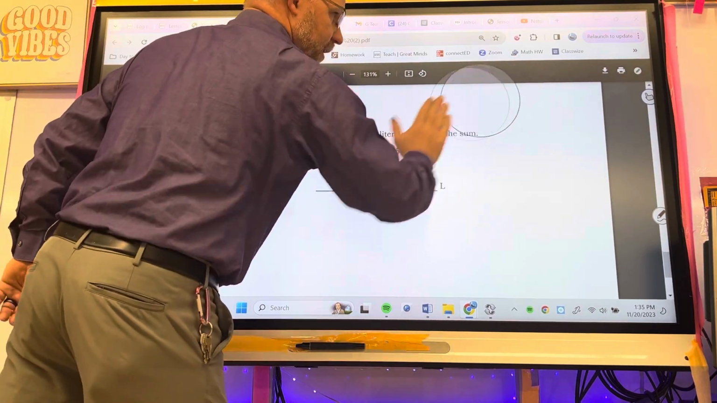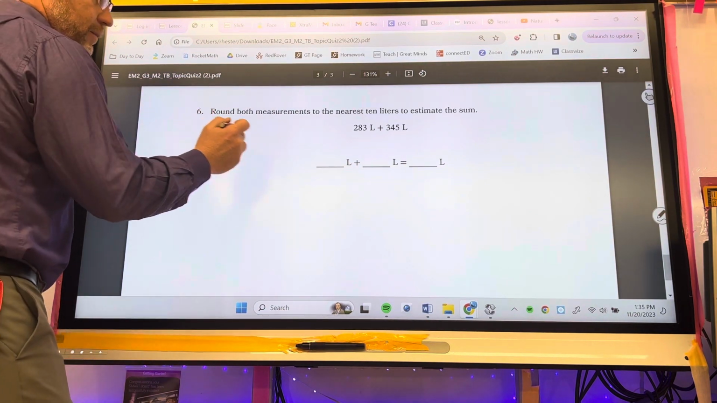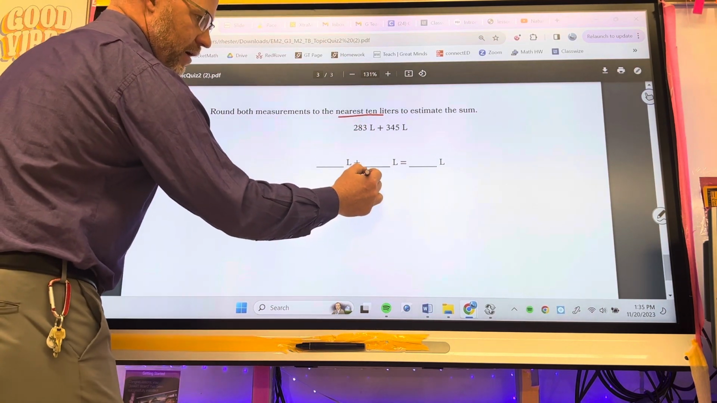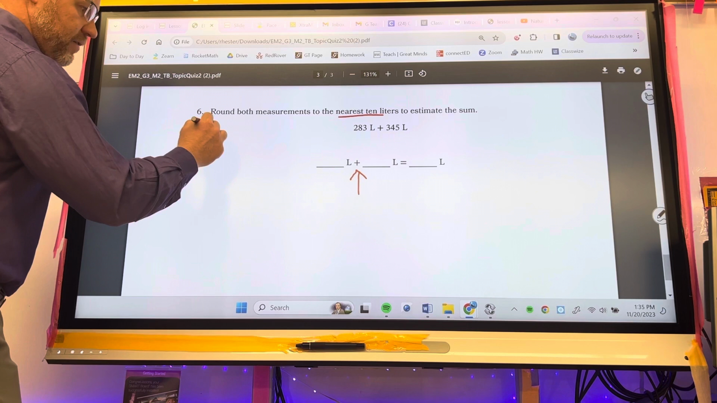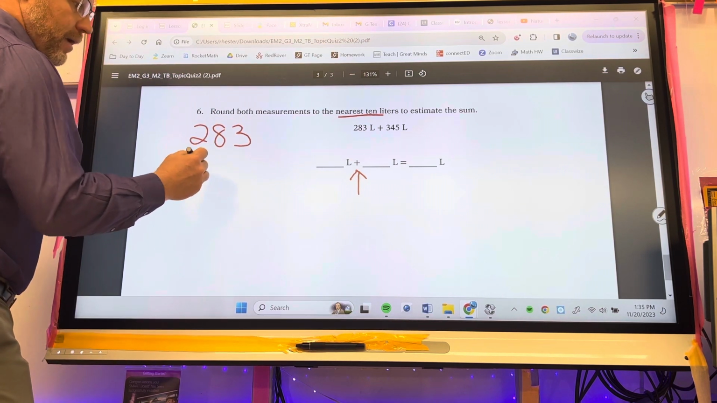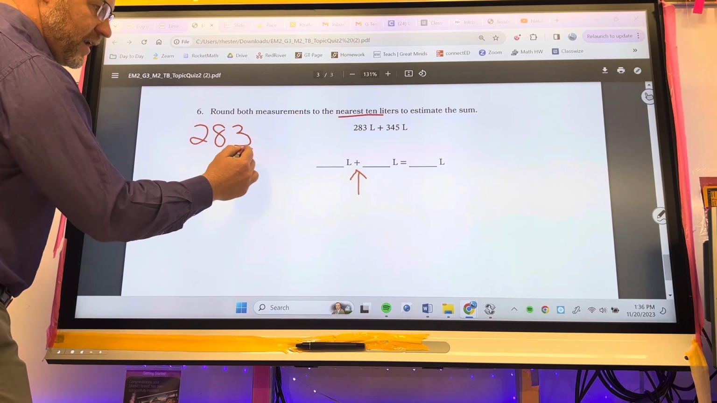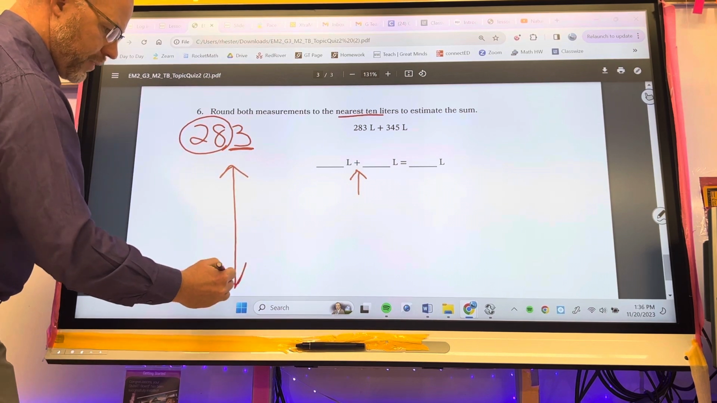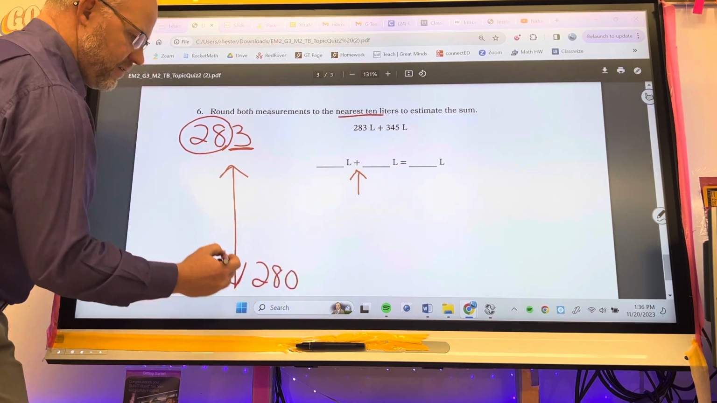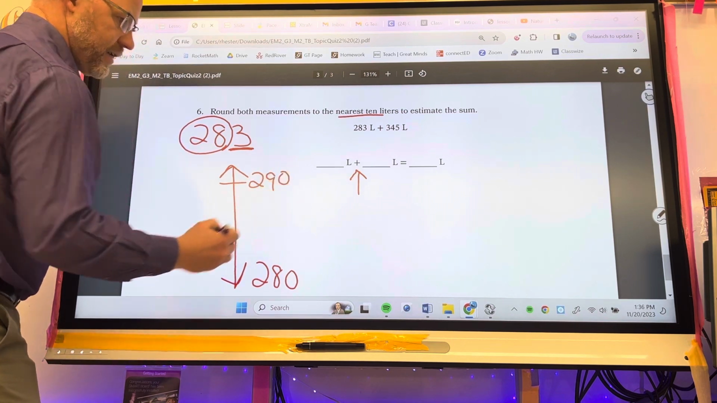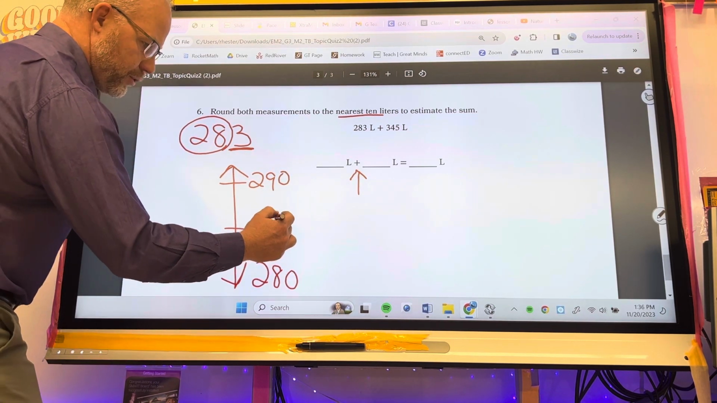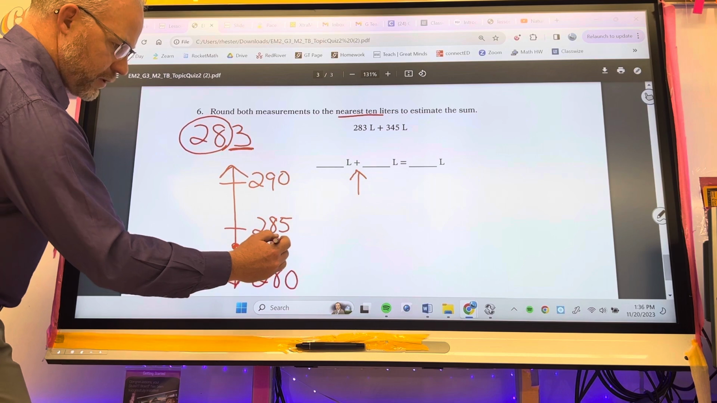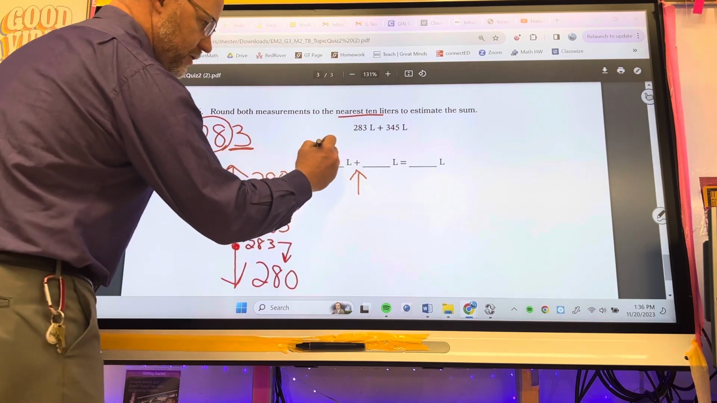And then finally, the last question on today's review is number 6, and it says round to the nearest 10 and then add. So we are adding, but we're rounding these to the nearest 10. So we have 283, and we look at that, how many 10s are there? A 10 has a 1 0 in it, so there's 28 10s. What's the next one? 29 10s, which is 290. The midpoint, 285, and 283 is below. And since it's below the midpoint, it goes down to 280.